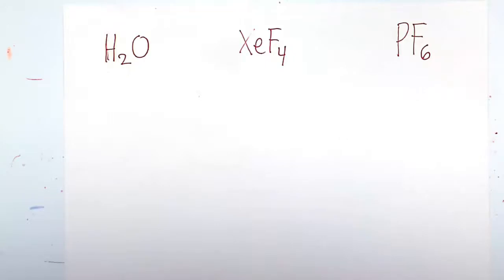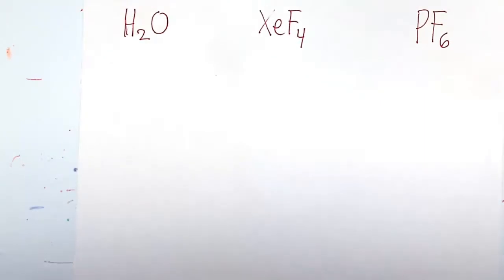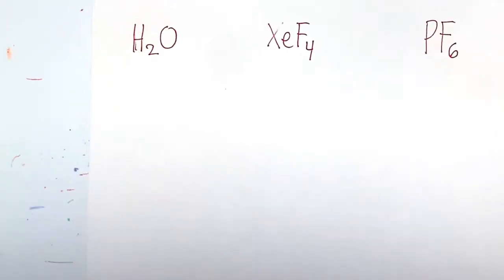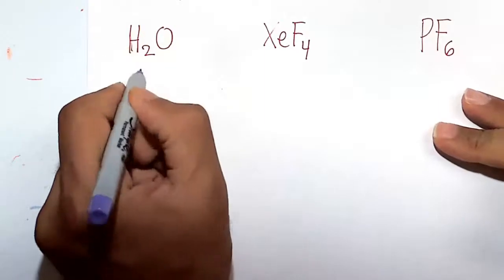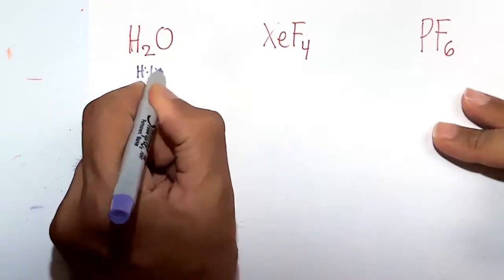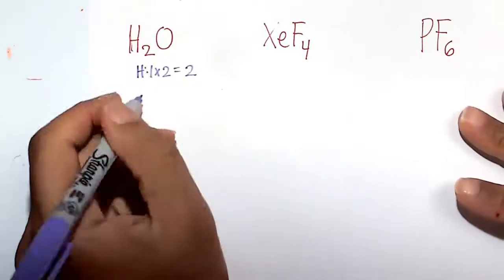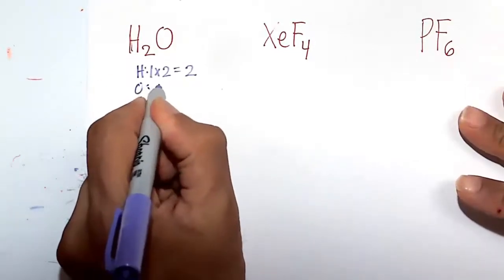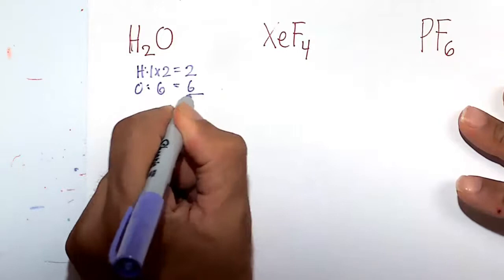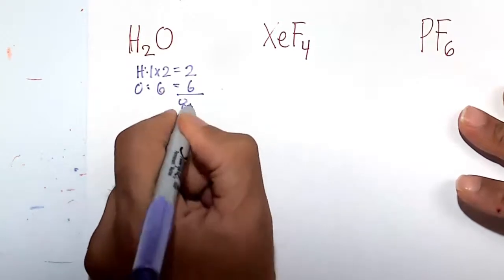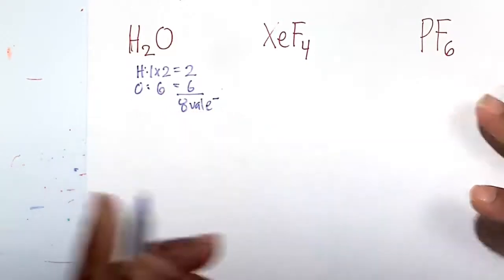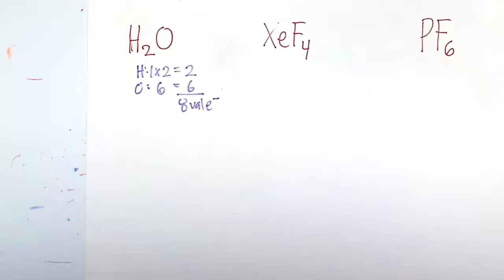Let's draw the Lewis structures of more complicated molecular species. Let's first start off with water. So water is H2O. So hydrogen, we'll start off with, is happy at 1, but we've got 2 of them. So we've got to have 2 valence electrons for the hydrogen. Oxygen is happy at 6. We only got 1 oxygen. So our goal is to get 8 valence electrons around the water molecule.